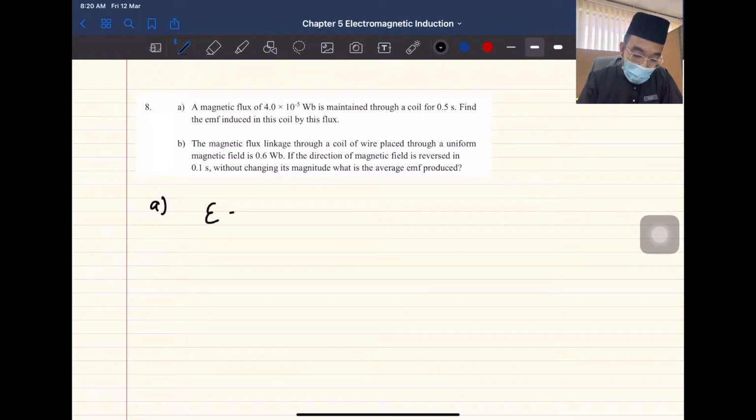From the formula of Faraday's law, EMF equals negative d phi over dt, which is equal to 0. So I'm just going to write this one: no change in flux.